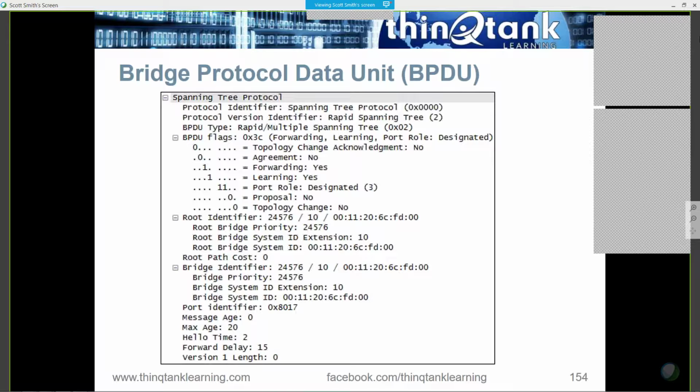So we know that this is a BPDU for VLAN 10. Right? Okay? Port role is designated. We don't know what that is yet. We're going to learn that. Learning. The learning flag is on. Is this switch converged?